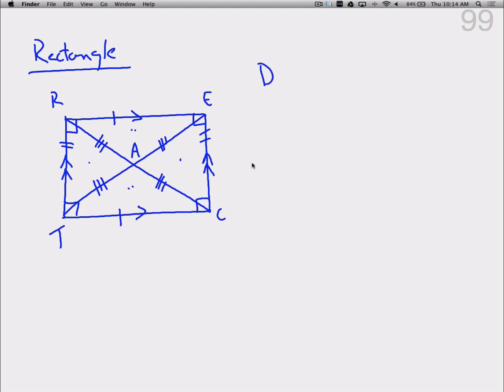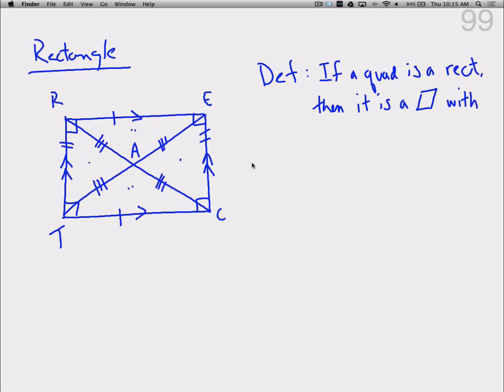Okay, what we haven't talked about yet is, what's the definition of a rectangle? What makes a rectangle, Evan? It's a parallelogram. Beautiful. Let's write it in if-then form. If a quadrilateral is a rectangle, then it is a parallelogram with what? 4 right angles. Beautiful. We're going to use that for our definition.